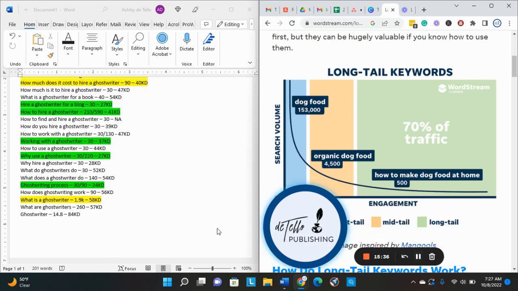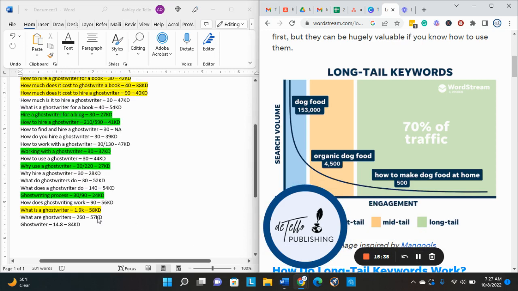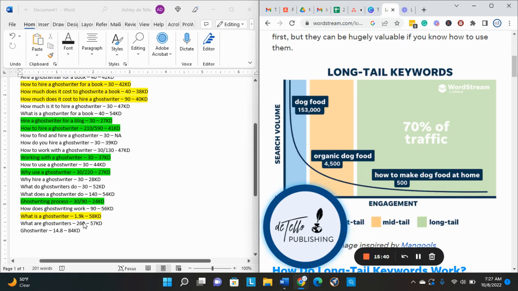Okay, and then really quick before I jump into everything else, you can see here, "what is a ghostwriter" gets 1,900 searches, versus "what are ghostwriters" gets 260, and the keyword difficulty is only a difference of 1. This is why keyword research is so important, because you now know that you should use "what is a ghostwriter", and you're going to capture a lot more people who have basically the same intent.